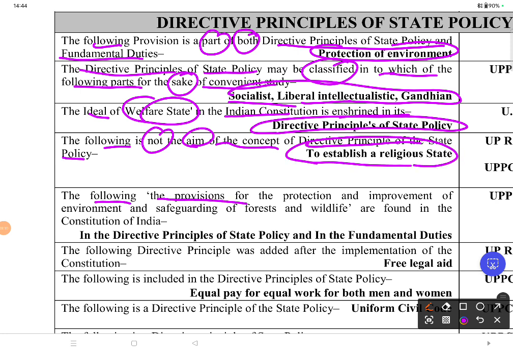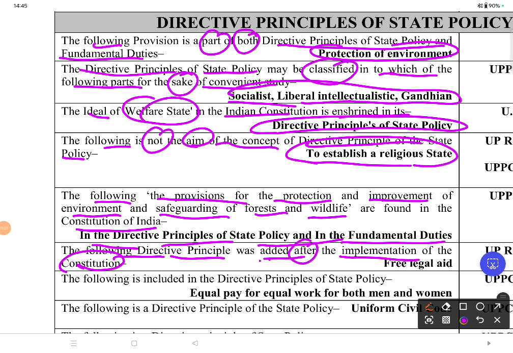The provisions for the protection and improvement of environment and safeguarding of the forest and wildlife are found in the Constitution of India, in the Directive Principles of State Policy and in the Fundamental Duties. The following directive principle was added after the implementation of the Constitution, that is Free Legal Aid. The following is included in the Directive Principles of State Policy, that is equal pay for equal work for both men and women.